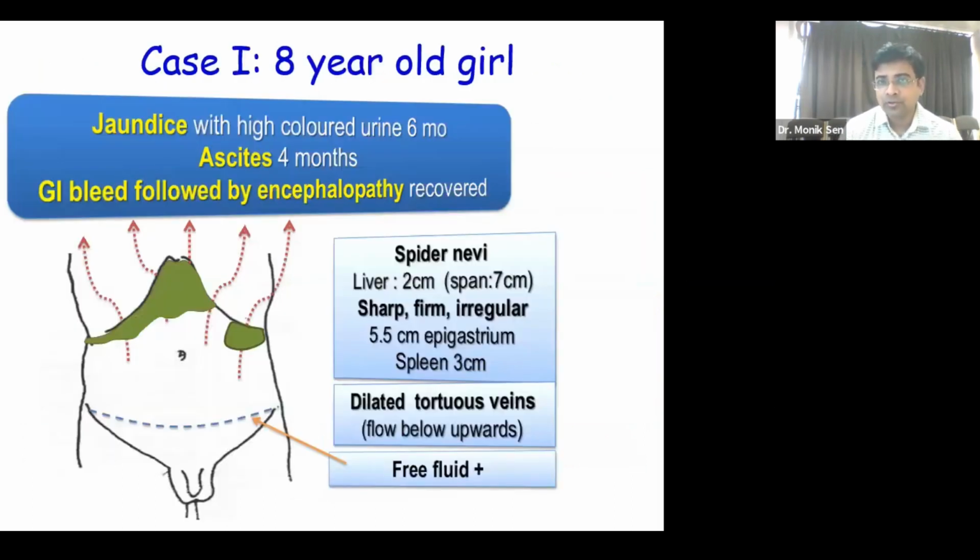Now here I am going to give you a few examples to make you understand what I have just said. This is an 8-year-old girl who has presented with jaundice of 6 months duration, ascites of 4 months duration, GI bleed followed by encephalopathy, and she has recovered. Any doubt that the presentation can be chronic liver disease? No, it's very straightforward. Jaundice, ascites, variceal bleed, encephalopathy. On examination, as you can see, there is a sharp, irregular, firm liver, and there is a spleen, and there are dilated, tortuous veins that are flowing upwards. There is free fluid. So there is nothing in this case that is going to take you away from chronic liver disease.